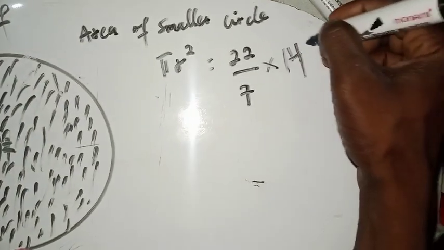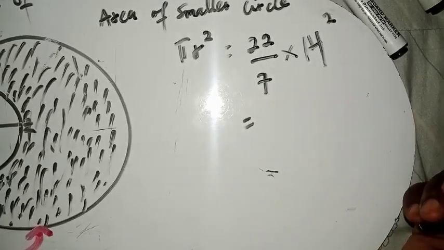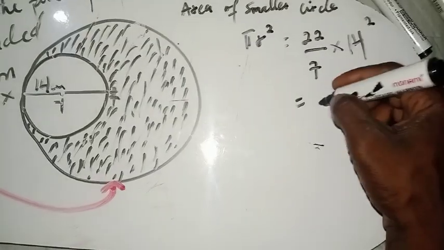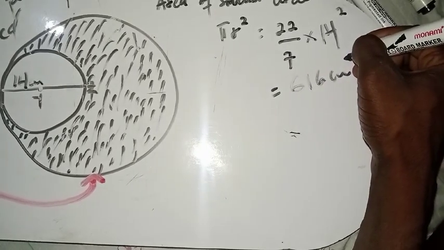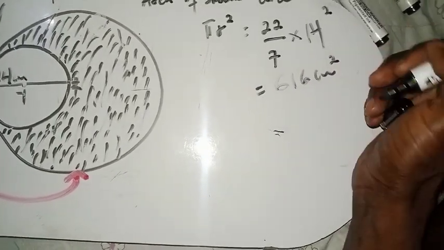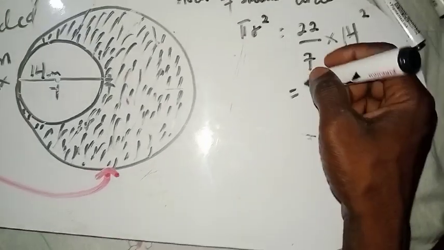So finding out that is just going to be 14 everything squared. So what will be the value of this? Okay, so by my calculation, I have 616 cm squared. That is the area, right? Is that okay? All right, perfect. So that is the area of this small circle.